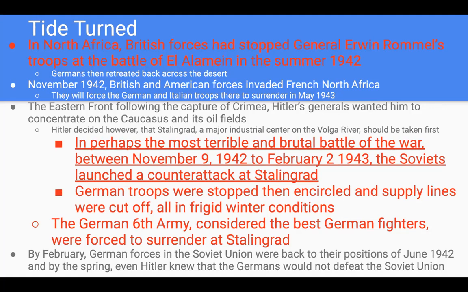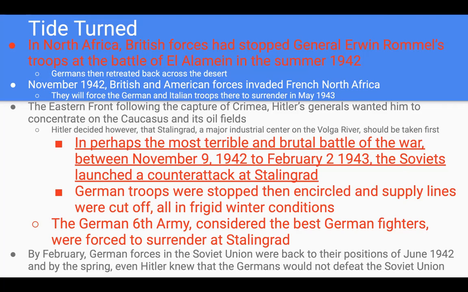The Eastern Front, that's the Soviet Union side. Following the capture of Crimea, Hitler's generals wanted him to concentrate on the Caucasus Mountains and its oil fields. Hitler decided, however, that Stalingrad, named chiefly after its leader, Stalin, the major industrial center on the Volga River, should be taken first. And perhaps one of the most terrible and brutal battles of the war, between November 9th, 1942 to February 2nd, 1943, the Soviets will launch a counterattack at Stalingrad.